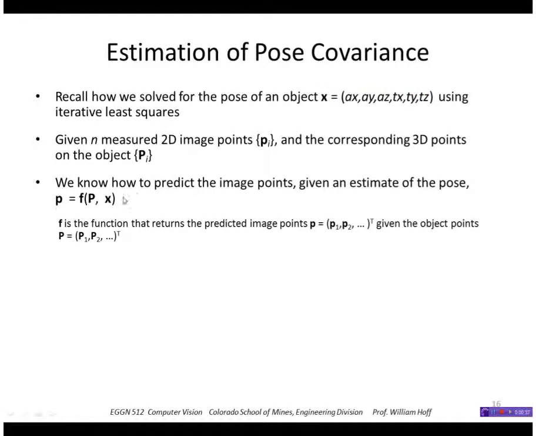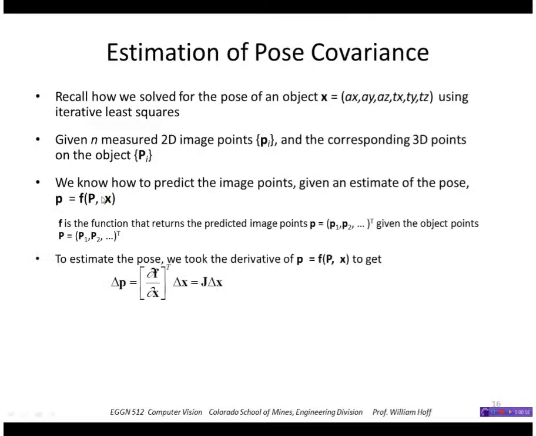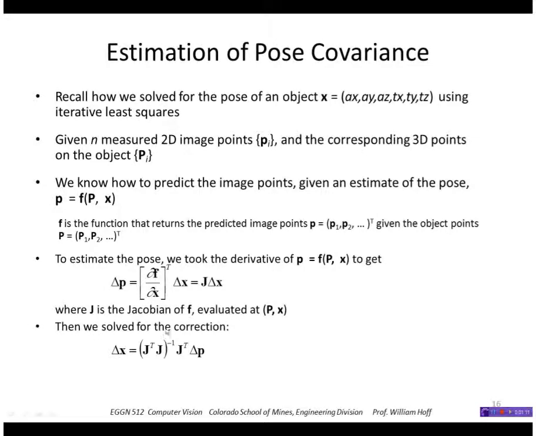We also knew how to predict image points given an estimate of the pose x. So given a point P and the pose, we could predict the image location of that point. This function actually returns the entire set of image points given the entire set of object points and the pose. So the way we did this is we took the derivative of each side and got this equation that should look familiar: delta P equals J delta X, where J is the Jacobian of the function f. And then we solved for delta X in terms of J and delta P.